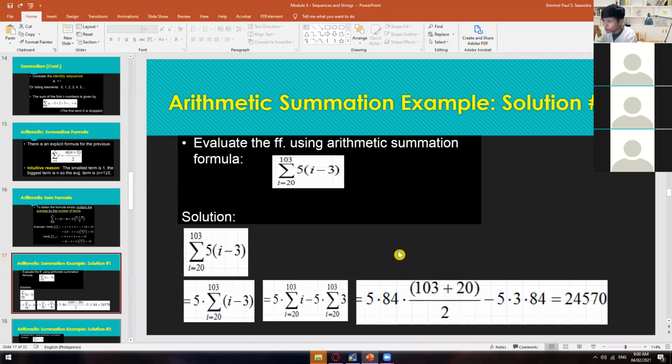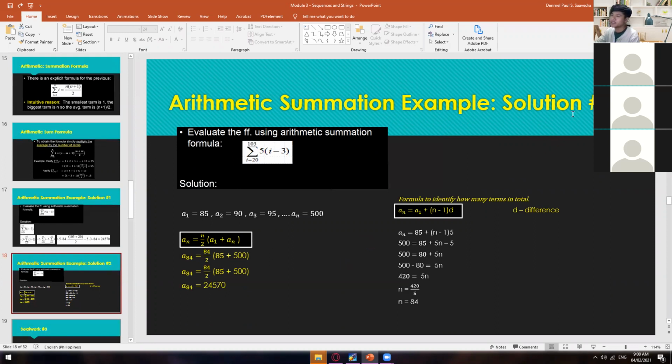So that's how you simplify this formula to get the total summation from 20 to 103, which is 24,570. If you weren't able to understand this one, then we have solution number 2, which is just the same result but a different way of solving it.